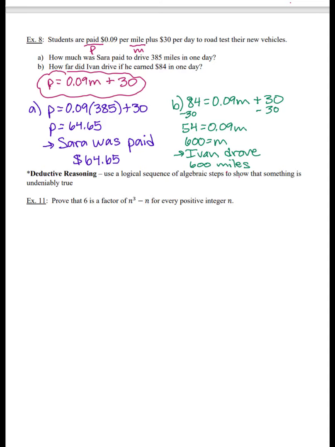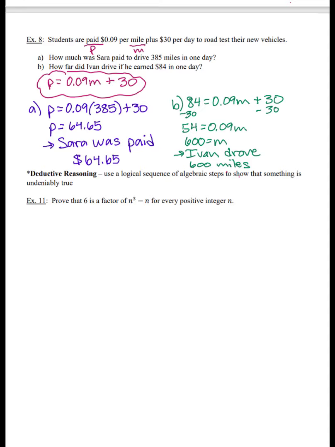And then we get into our last problem, which, as we're talking about modeling, one thing that's really important is deductive reasoning. So using a logical sequence of algebraic steps to show that something is undeniably true. So this essentially leads us to the idea of proofs in math. Example 11 wants us to prove that 6 is a factor of n to the third minus n for every positive integer n. So looking at positive integer values of n.